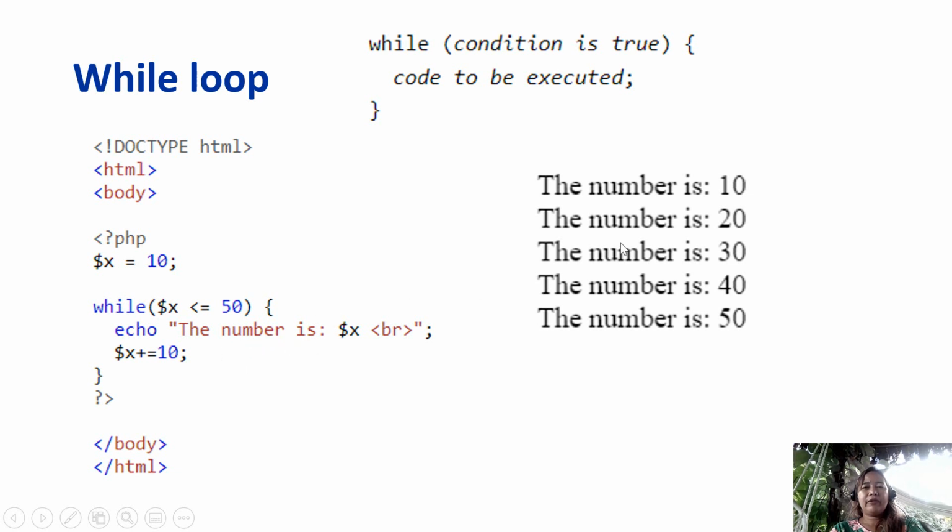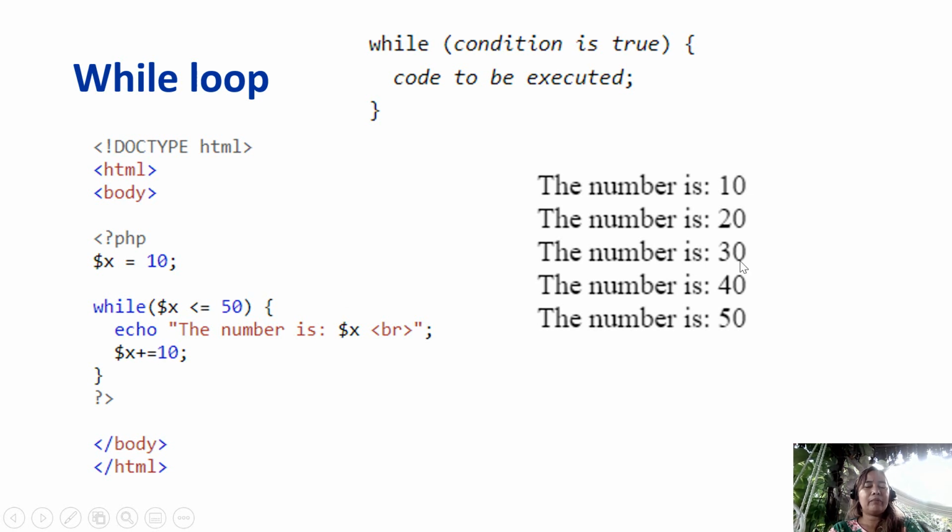So it will display first the number is 10, and then you increase the value of that variable by 10. In this kind of operator, plus equals, you're increasing the value of x by 10 and then storing the result to x itself, such that when you loop again, the value of x is no longer 10 as its initial value, but the revised value. So it's now 20. Is 20 less than or equal to 50? That's true. So it will display the number is 20, and then increase that value again by 10, so it becomes 30. Is 30 less than or equal to 50?